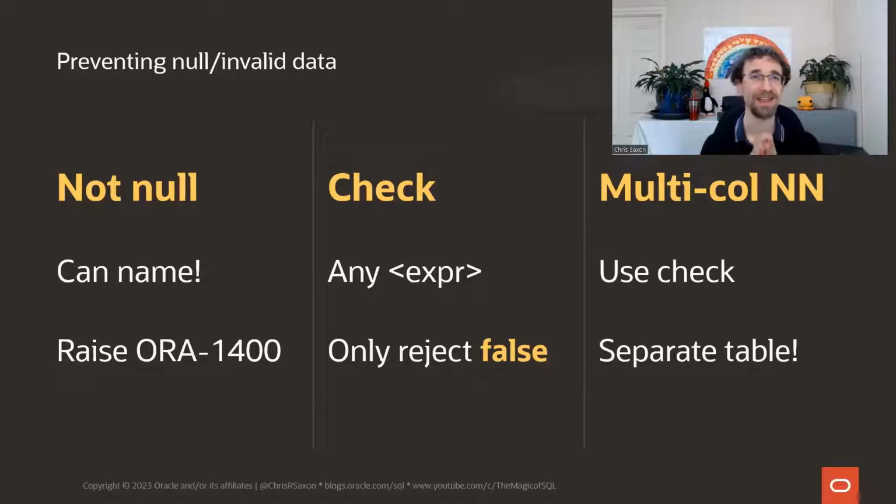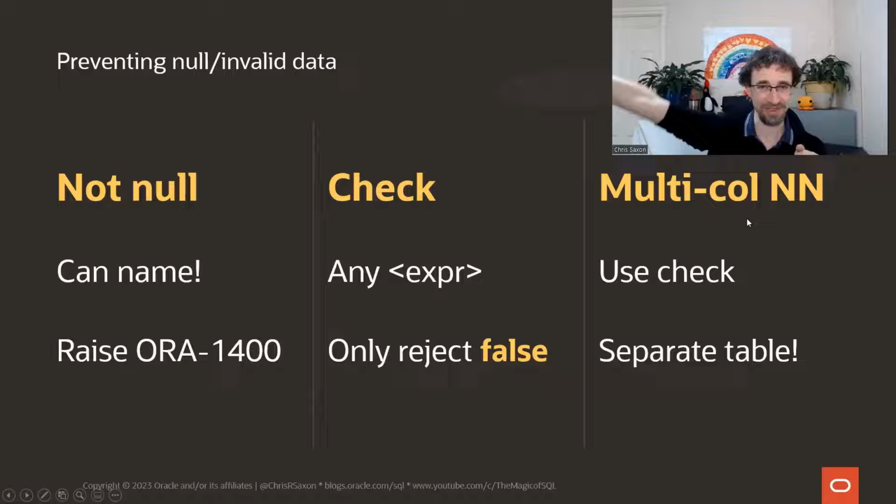However, I would say if you've got a lot of columns as a group which you want to say are either all null or all not null, you should probably split those out into a separate table and put not null constraints on those. You probably shouldn't use that check constraint trick.